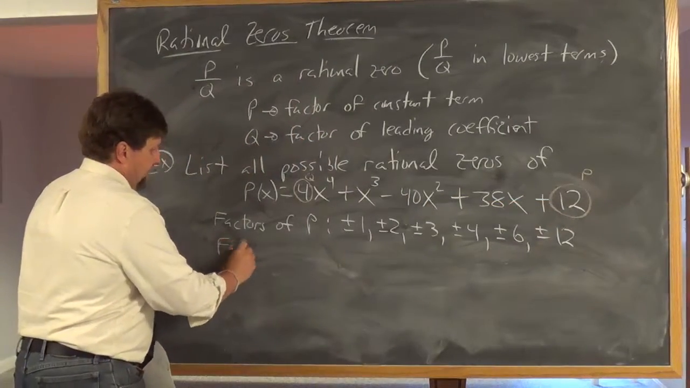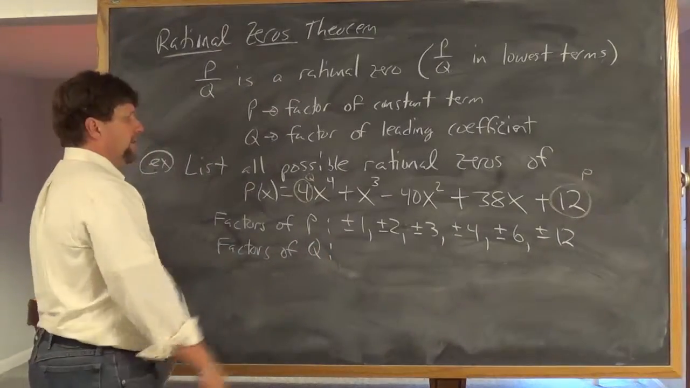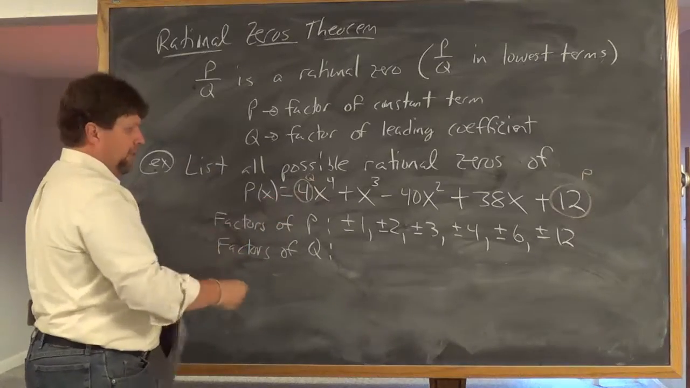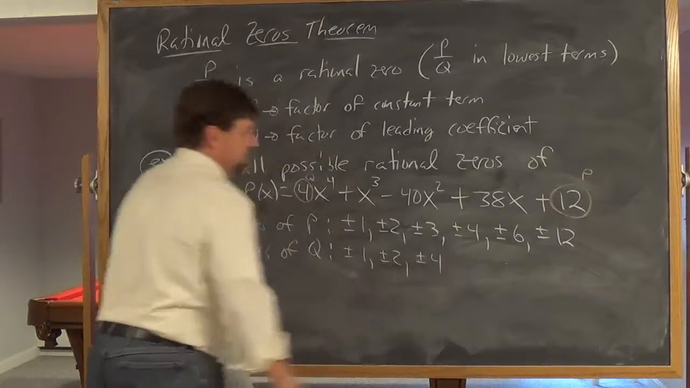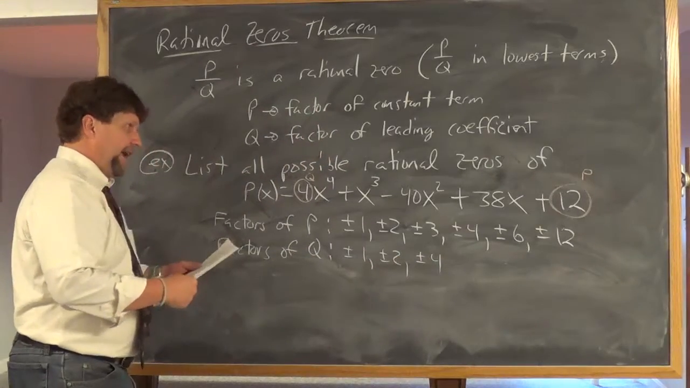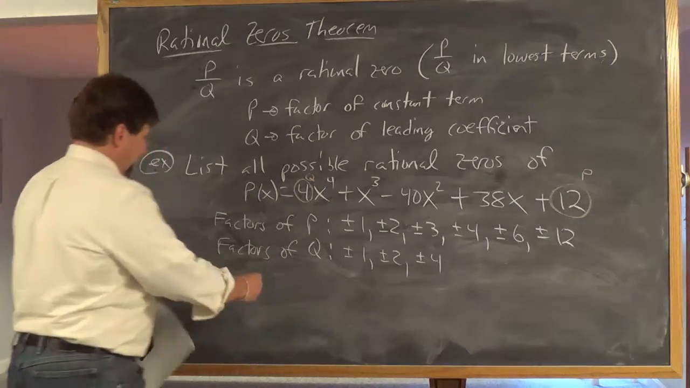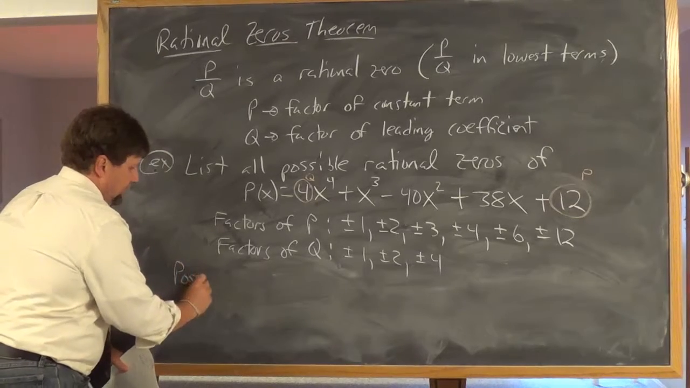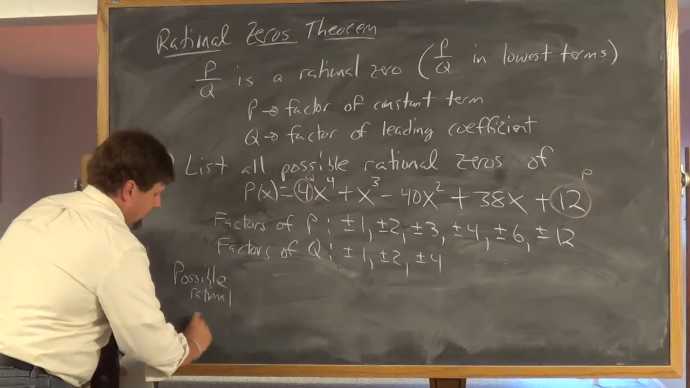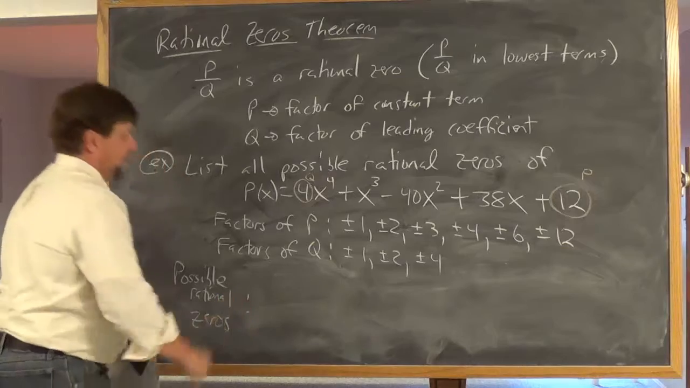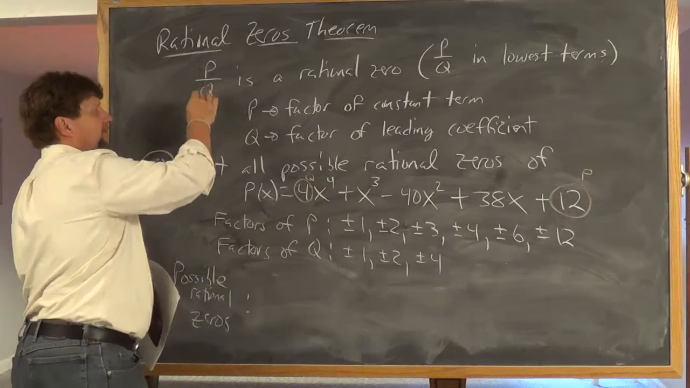Those are all the factors of P, all the factors of the constant term 12. Now let's list the factors of the leading coefficient, Q. Factors of 4: plus or minus 1, plus or minus 2, plus or minus 4. So when we write down the list of all the possible rational zeros of this polynomial function, I'm just going to make all the fractions that would come out by doing factors of P over factors of Q.